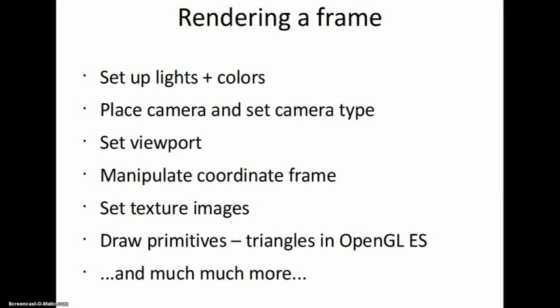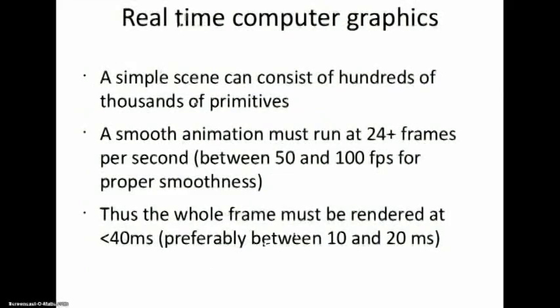And when we draw the primitives, or the triangles in OpenGL, basically the basic geometrical elements that all of our objects are made up from, we have to take into consideration all of these things, these colors, these lights, where the camera is, so on and so forth. And all of this needs to be taken into consideration and calculated for each frame. So a simple scene for which we're going to render a single frame can consist of hundreds of thousands of primitives, of these base elements.